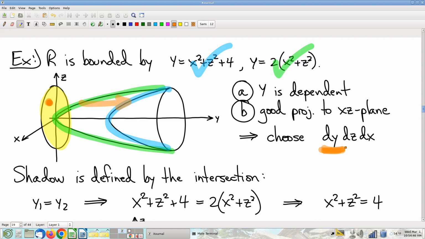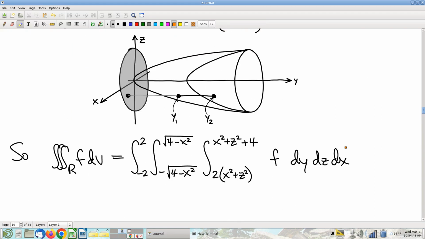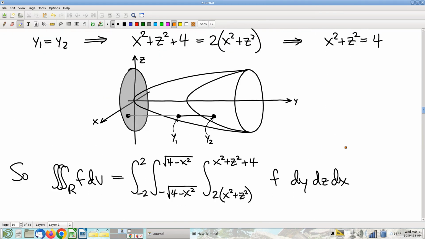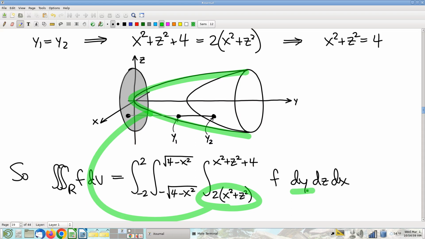Okay. All right, details, of course. But notice, again, I've got my colors forgotten. So this surface here then gives me my lower bound for y, and this surface here gives me my upper bound for y.